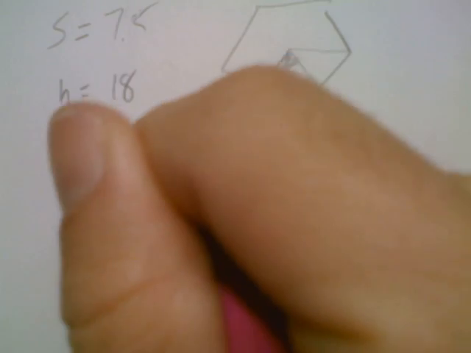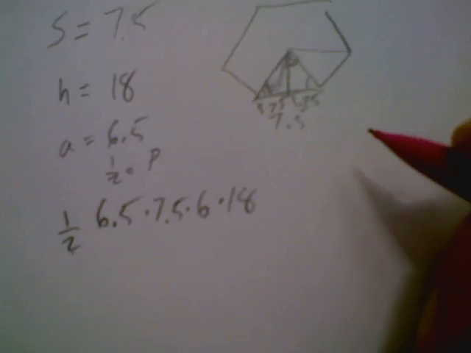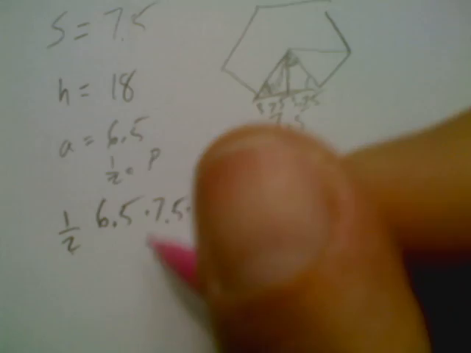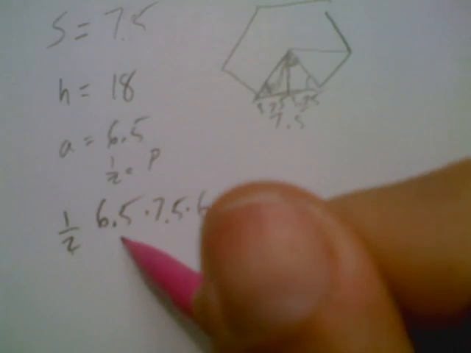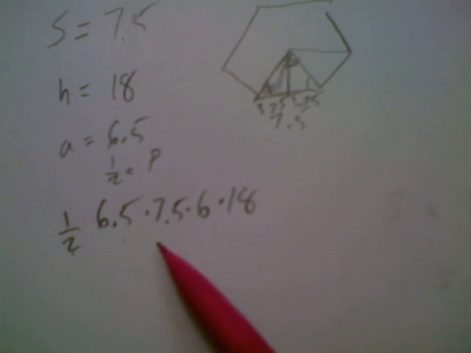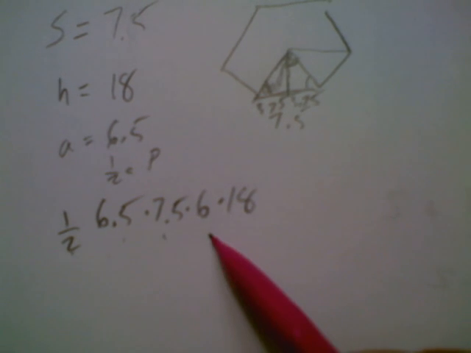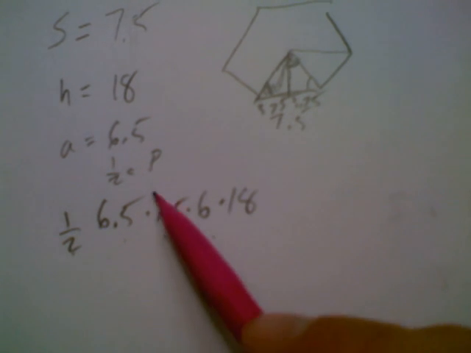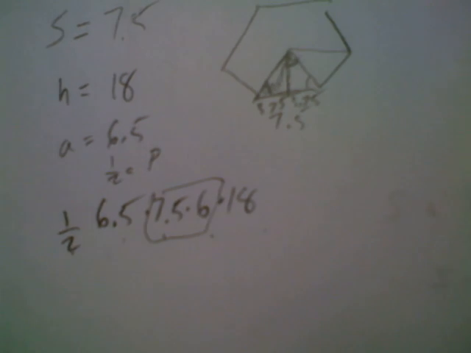What these numbers are, right here we have our half, which is part of our formula. Remember, it's 1/2 times apothem times perimeter. 6.5 is the apothem, 7.5 is the side length times 6 is the number of sides. So this right here would give us our perimeter, times 18, which is the height of our prism.